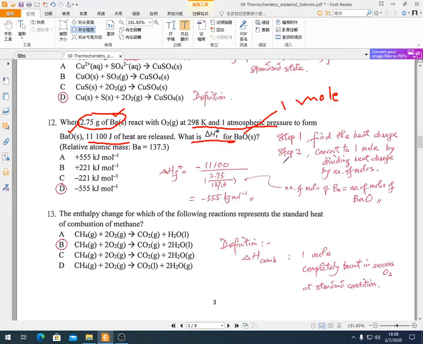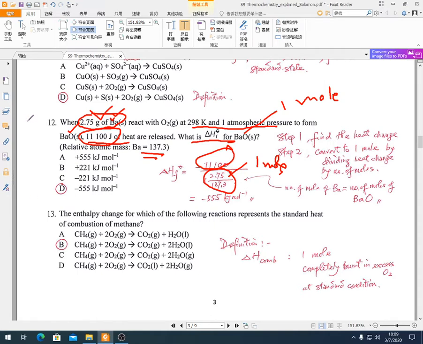Now we know the total heat given out by this amount, 2.75. So you have the total heat change divided by the number of moles. In doing so, you convert to 1 mole. The mass over the molar mass, 137.3. How does it come? The barium here. Because you're given barium, you divide by the molar mass of barium, then you have the number of moles of barium. Because 1 mole barium gives 1 mole of barium oxide, therefore this is also 1 mole barium oxide when you divide by the number of moles.